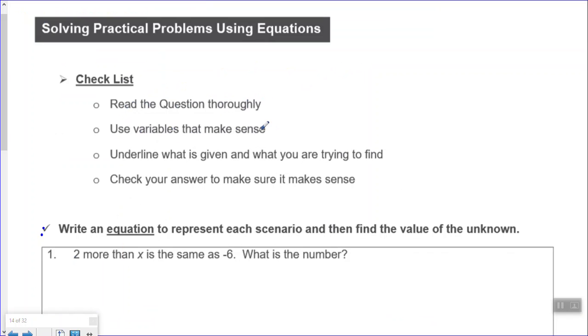Use variables that make sense. So sometimes the question gives you a variable like x. Sometimes they don't give you, they just say a number. Then you have to set it up as an X or any letter you want to use. Sometimes you have to figure out what kind of thing you want to set up as a variable. And underline what is given and what you are trying to find. Check your answer to make sure it makes sense.